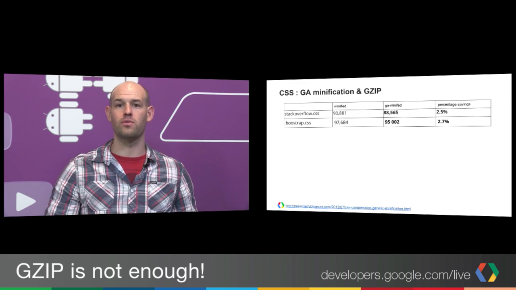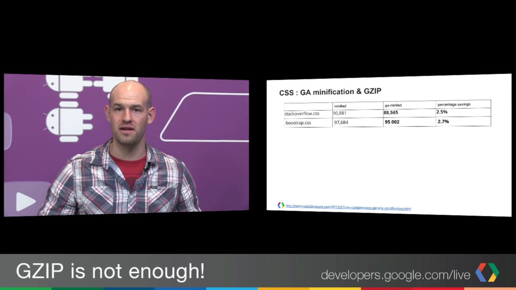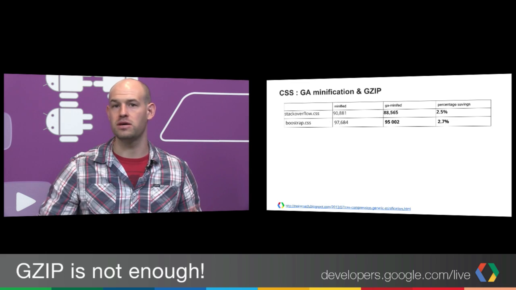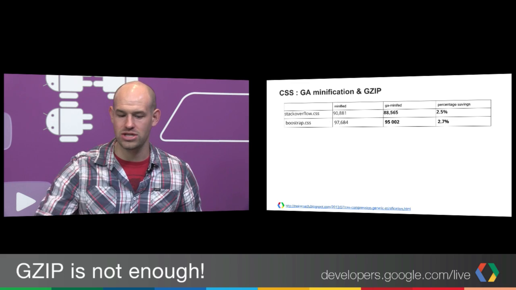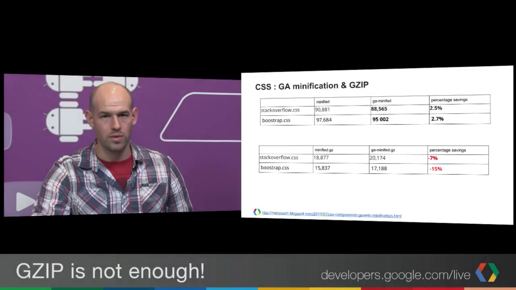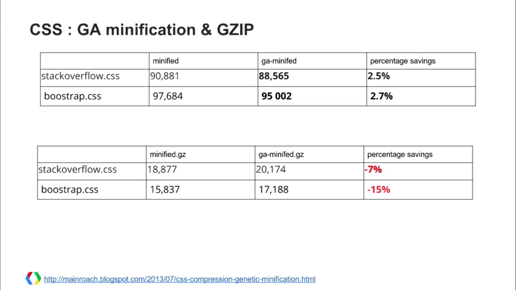So this is a good idea, right? If we find a better algorithm that minifies our data smaller, we should be embracing that. This is where GZIP actually causes some trouble. When we run this genetically, algorithmically minimized data through the GZIP compressor, you can see the results are actually negative. That means that it's actually growing the data, right?